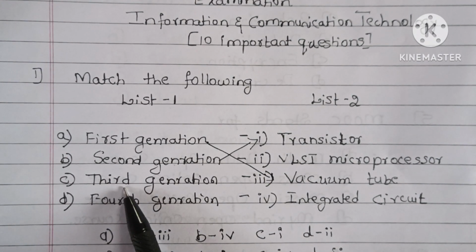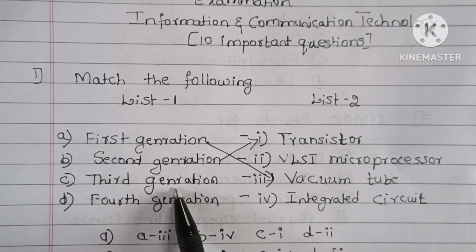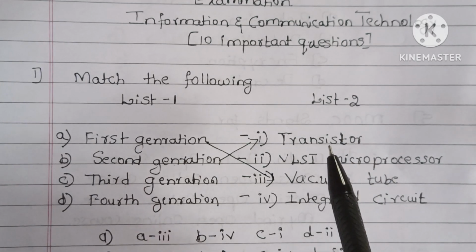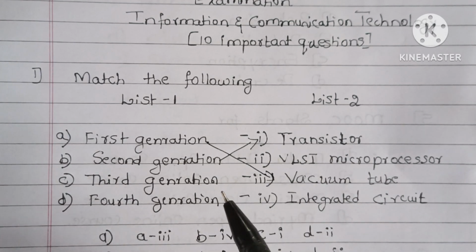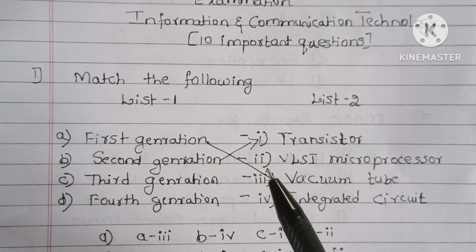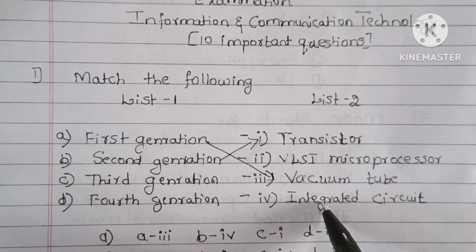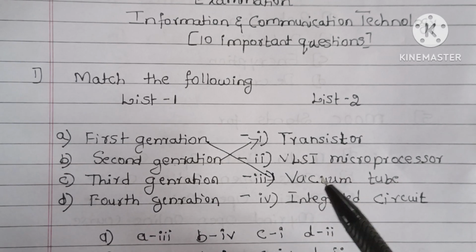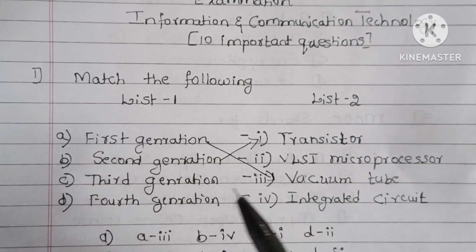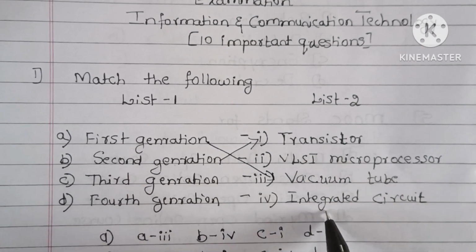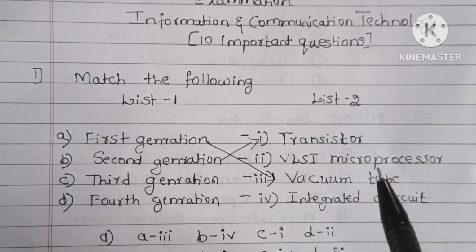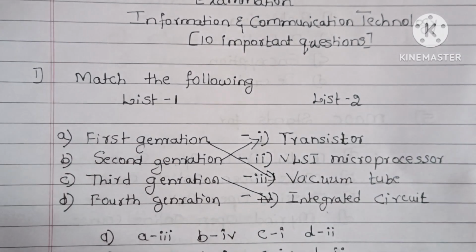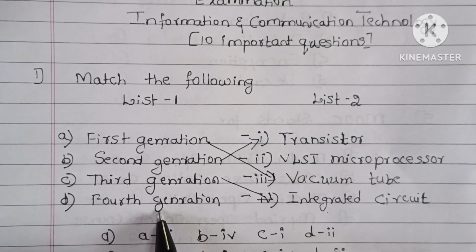Next, come to the third generation. Third generation computers came around 1964 to 71 and were using IC chips, or integrated circuits. There was a significant increase in the speed of the computers. In the third generation they are using integrated circuits. So option 4.